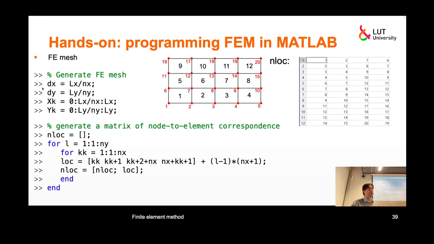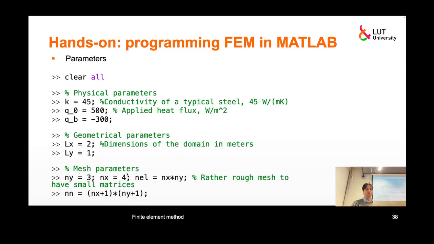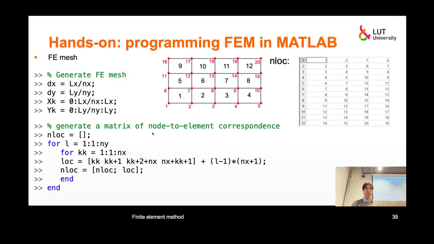And those are dimensions of our elements: dx, dimension along the horizontal axis, and dy, dimension along the vertical axis. So this is how the mesh that we introduced here looks. 3 and 4. So three elements in vertical and 4 elements in horizontal. This is how it looks.